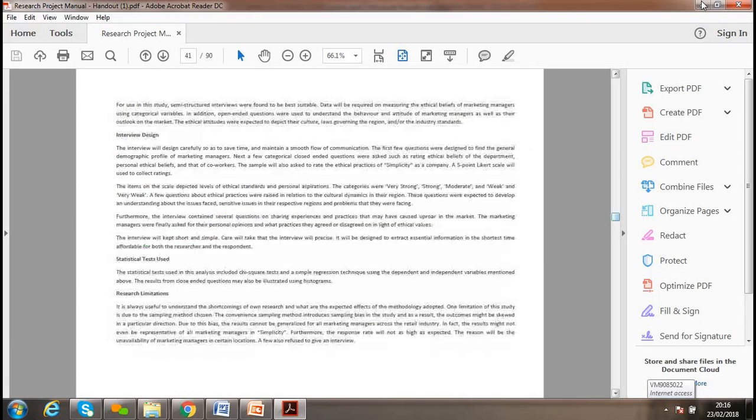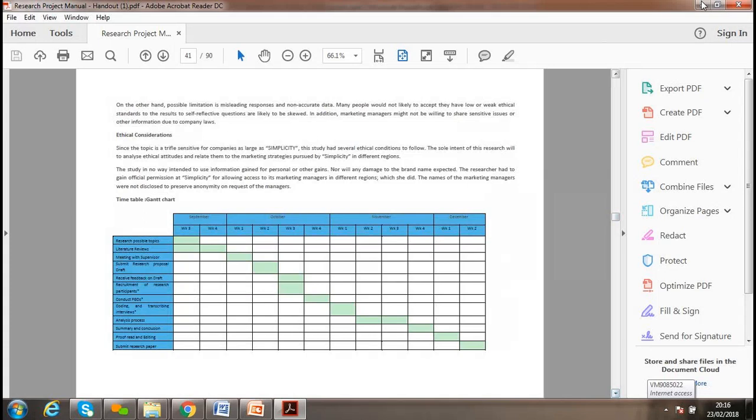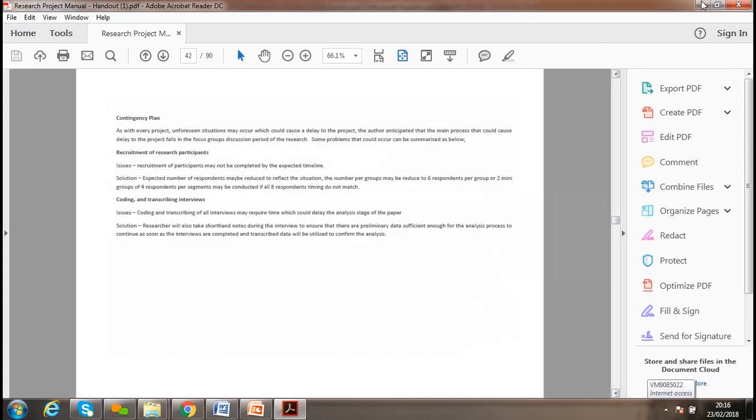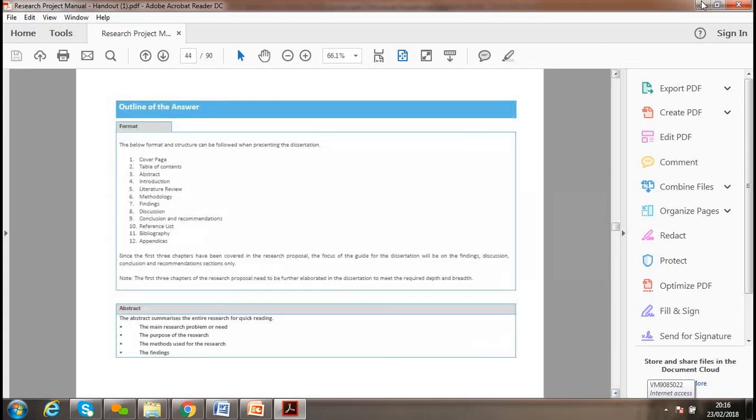Ethical consideration: we do not ask questions of youngsters or disabled people about their views. We need to be very careful. If we are asking kids questions, we need to get permission from the parents. We can't ask youngsters directly.